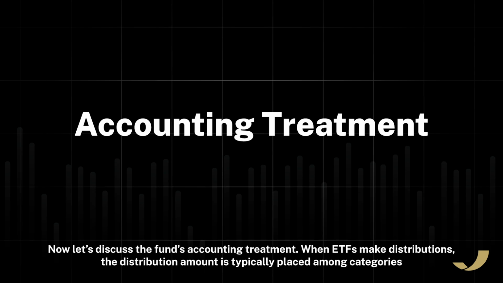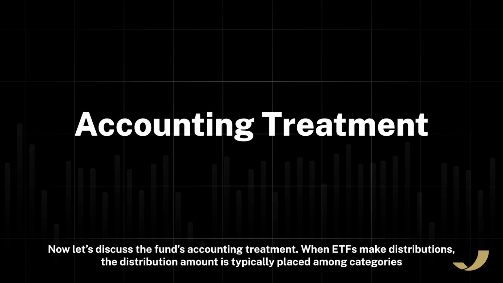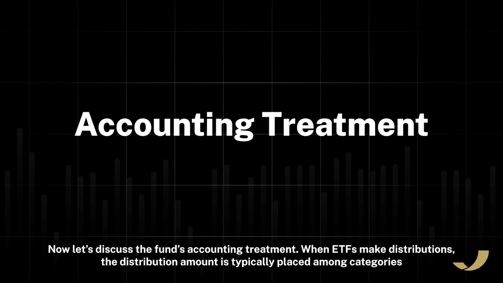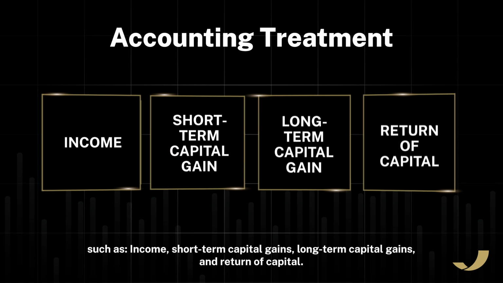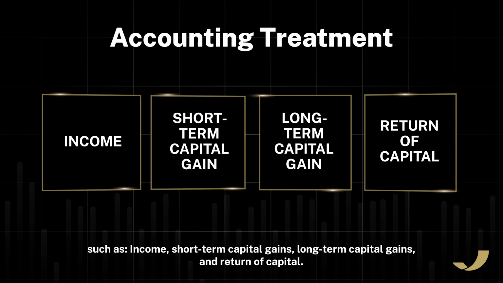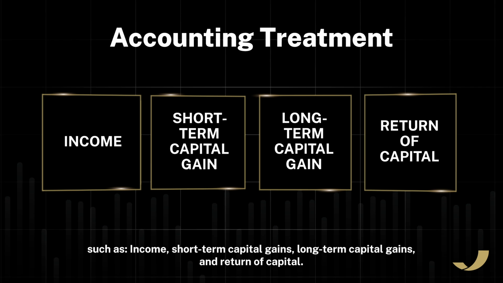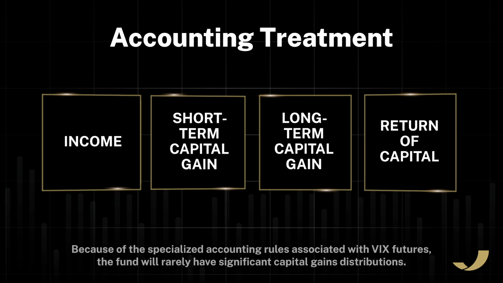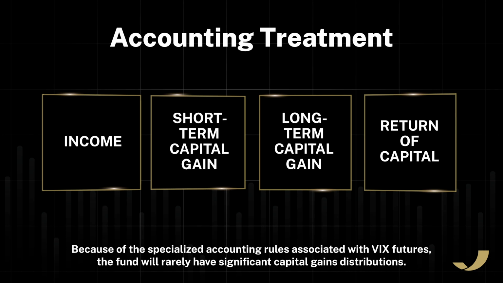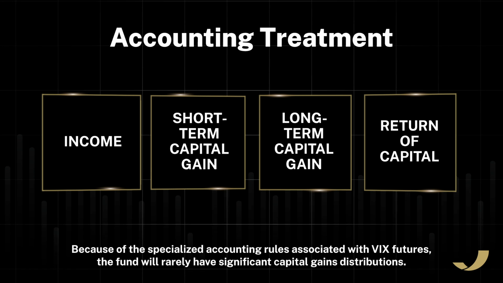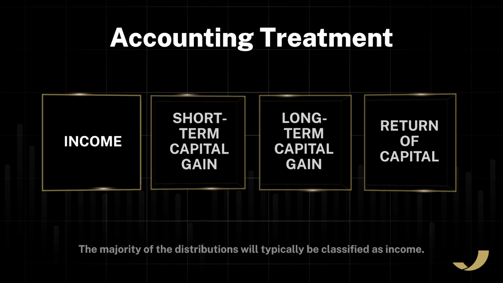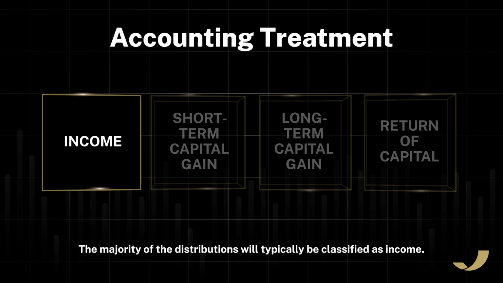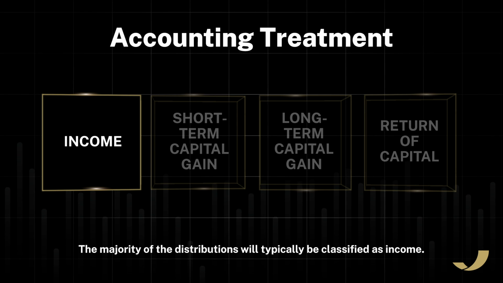Now let's discuss the fund's accounting treatment. When ETFs make distributions, the distribution amount is typically placed among categories such as income, short-term capital gains, long-term capital gains, and return of capital. Because of the specialized accounting rules associated with VIX futures, the fund will rarely have significant capital gains distributions. The majority of the distributions will typically be classified as income.